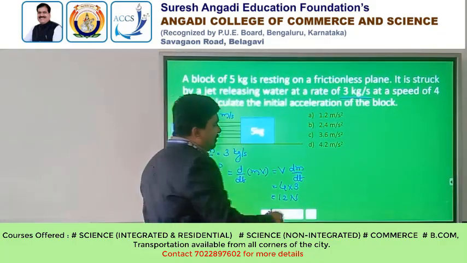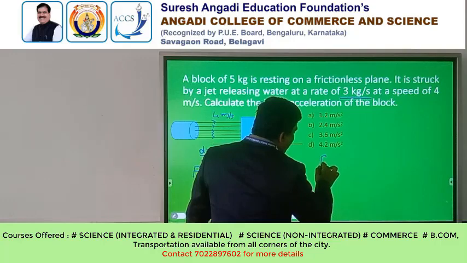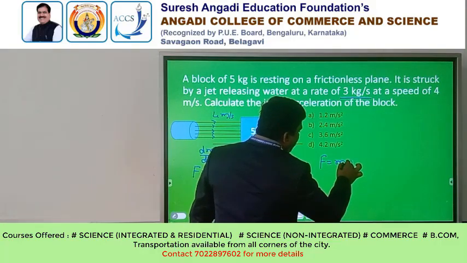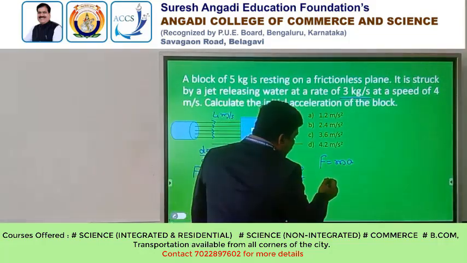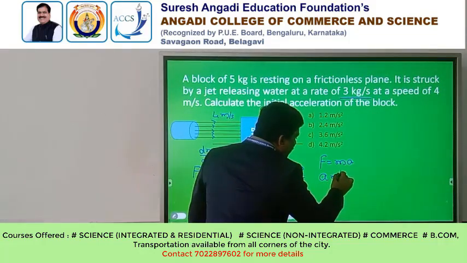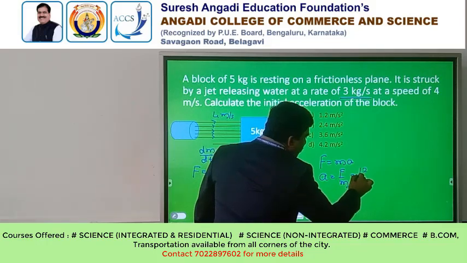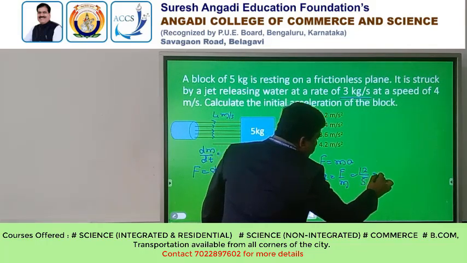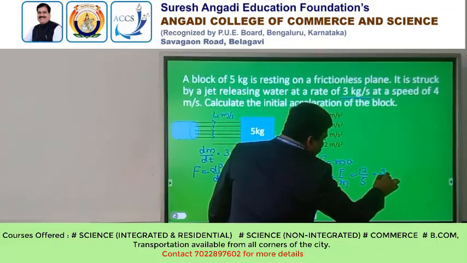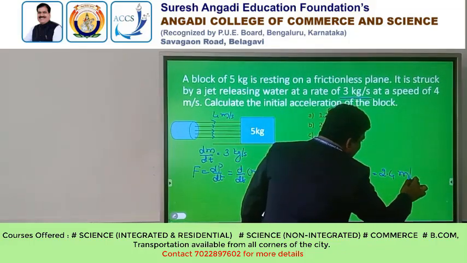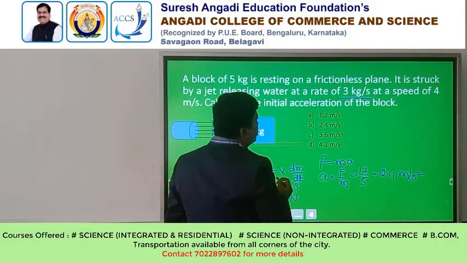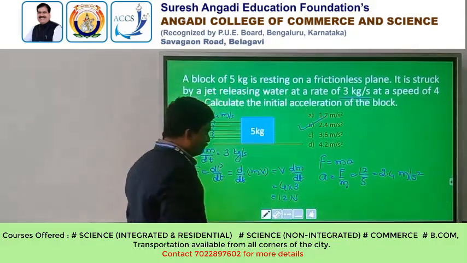Now by using the same second law, we know that F is equal to m into a, mass into acceleration. There, the initial acceleration a can be found out by taking the ratio of force to the mass. Force is 12 Newton, mass is 5 kg. So 12 by 5 is 2.4 meter per square second. So this is the initial acceleration of the block.